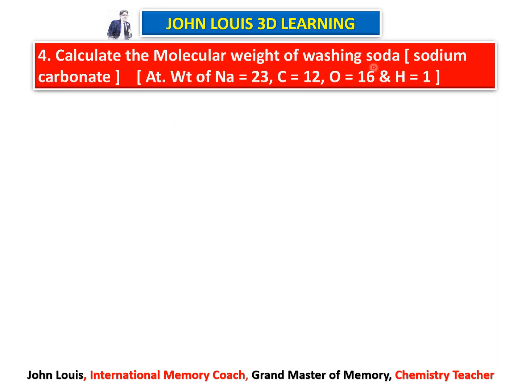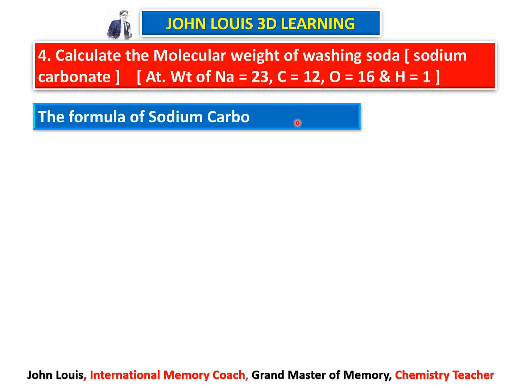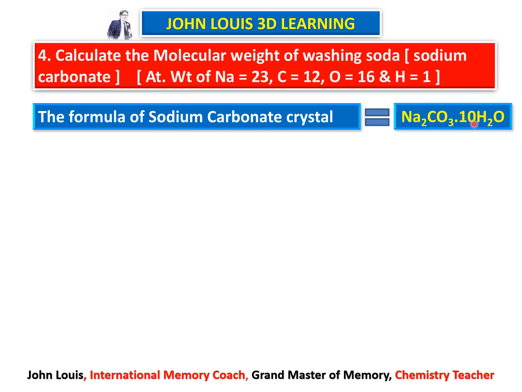So calculate the molecular weight of washing soda. First of all, we should know what is the formula of washing soda. But what is given here? Atomic weight of sodium is 23, carbon is 12, oxygen is 16 and hydrogen is 1. So the formula of sodium carbonate crystal, that is washing soda, is equal to Na2CO3 dot 10H2O. So in the previous case we have learnt copper sulfate is 5H2O. So sodium carbonate crystal has 10H2O. 10 molecules of water are bonded to the sodium carbonate.